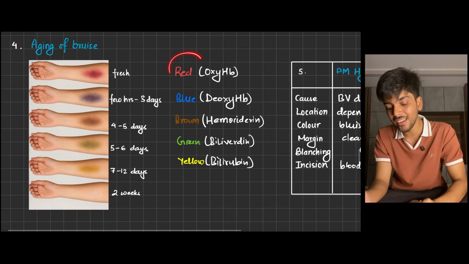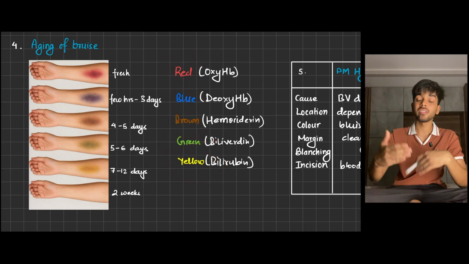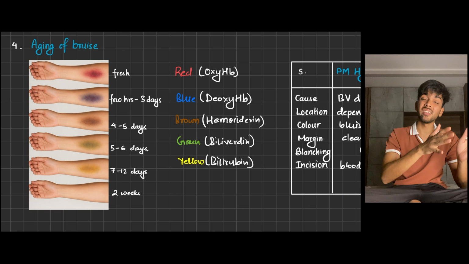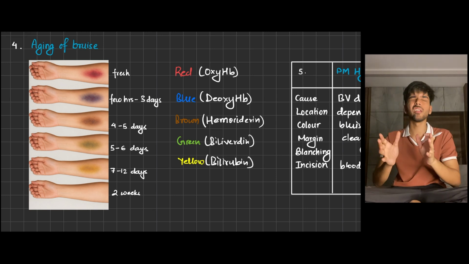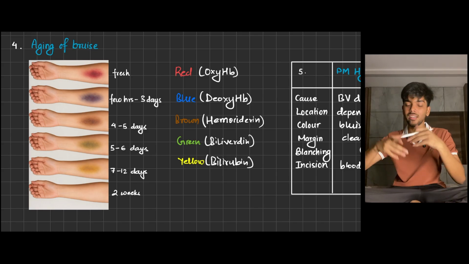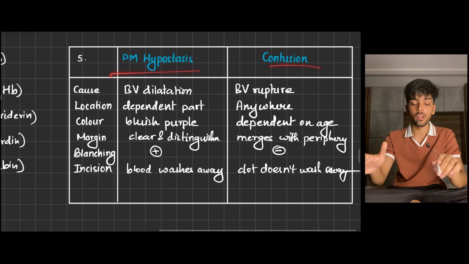So first it is red in color, then blue in color, then brown in color, then green in color, then yellow in color. As per the changes that take place in the hemoglobin as time passes, it is oxygenated, then deoxygenated, then there is iron collection, hemosiderin, then there is biliverdin formation green, then bilirubin formation yellow, and then it heals up. You can differentiate postmortem hypostasis and contusion in the following way.